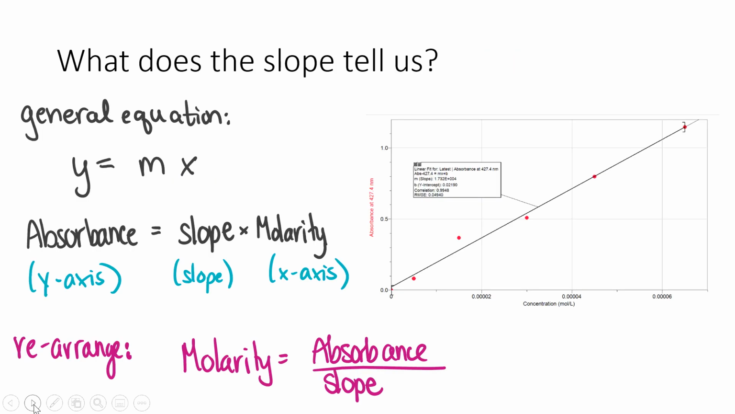And why do we care about the slope? Well, this is a linear graph, right? So this is a straight line. And the generic equation for a straight line is y equals mx plus b. That is the general equation for a straight line, where m is the slope of the line.